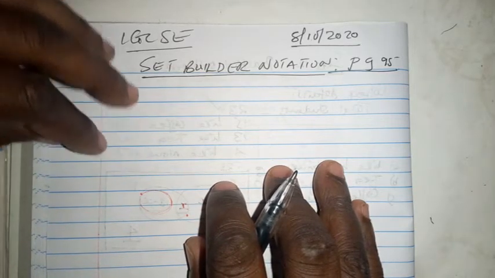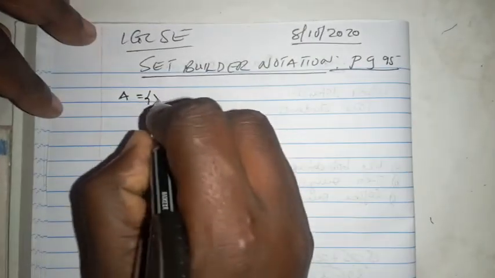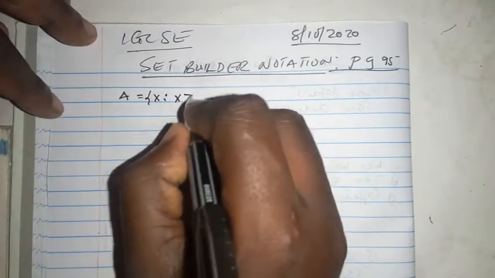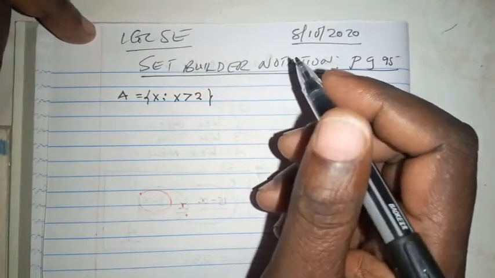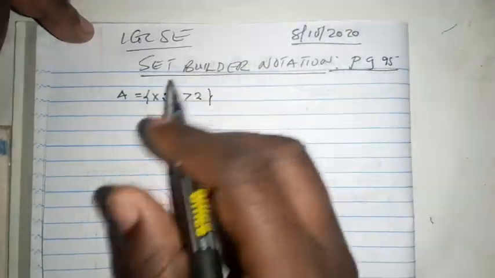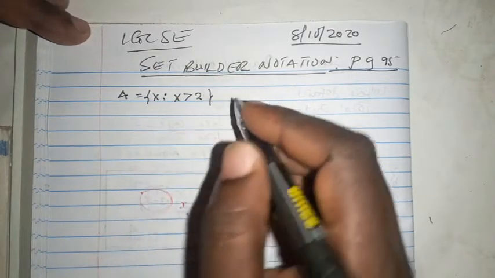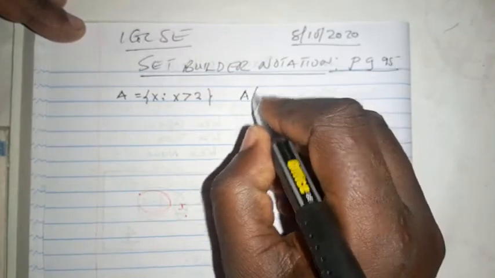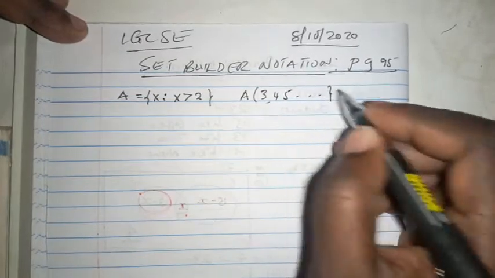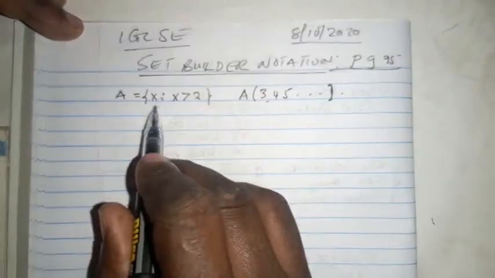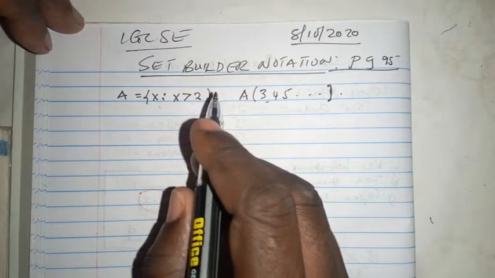A good example is where we have a set A equals x, where x itself is greater than 2. We can talk about A being any number x that is greater than 2. So A starts with 3, 4, 5, moving forward, because it satisfies being greater than 2.